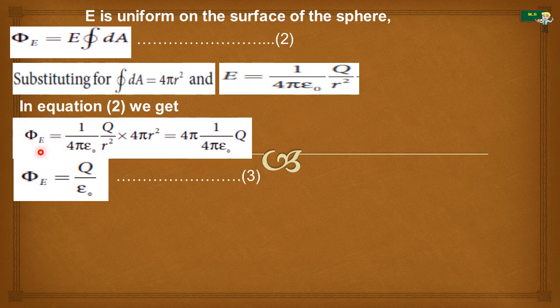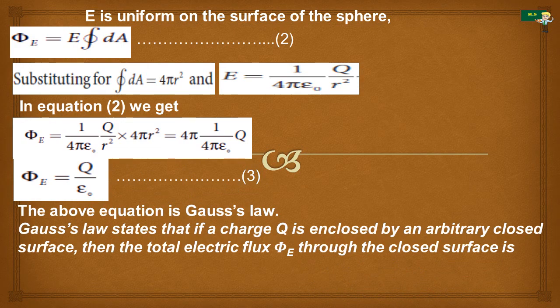Now, from equation 2 we get phi E is equal to 1 by 4 pi epsilon 0 Q by r square into 4 pi r square. If you substitute the value of E, 1 by 4 pi epsilon 0 Q by r square, in this equation, then we can cancel the 4 pi and r square. Only Q by epsilon 0 is left, which is considered as equation number 3.